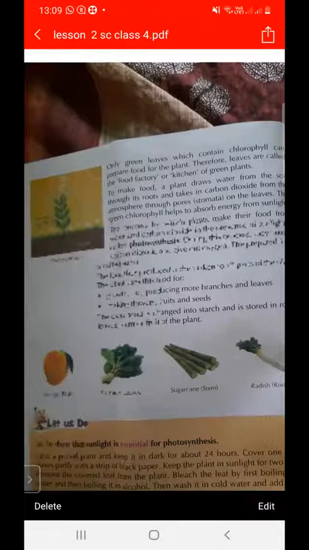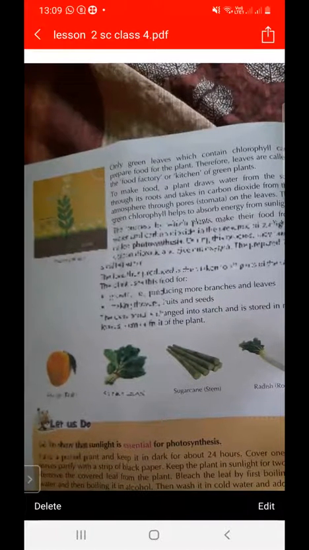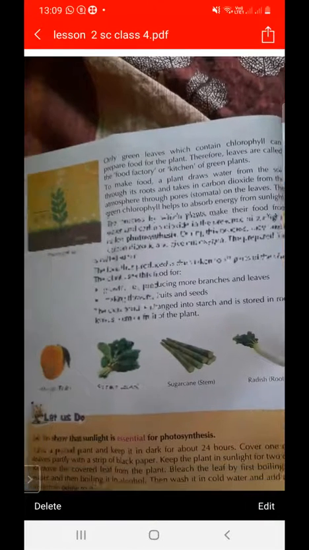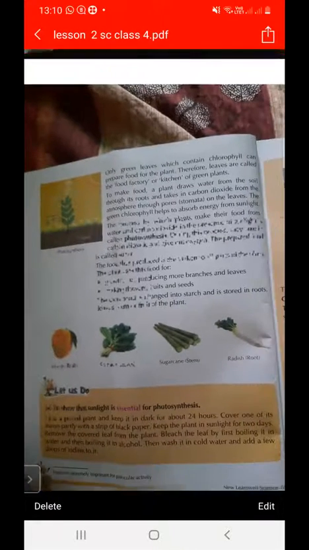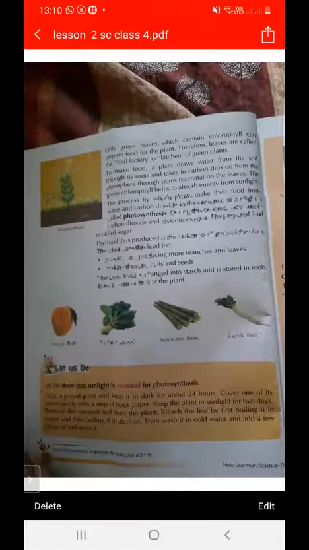In the parts of the plant, leaves are called the food factory or kitchen of the green plants. Only green leaves, which contain chlorophyll, can prepare plant food for the plants, and so leaves are called the food factory of the plants. To make food, a plant draws water from the soil through its roots and takes carbon dioxide from the atmosphere through pores on the leaves. And the green chlorophyll helps to absorb energy.